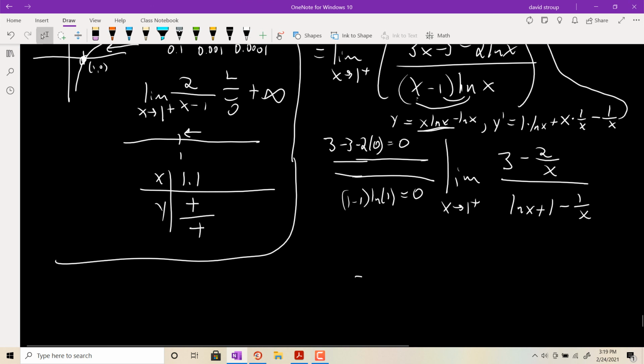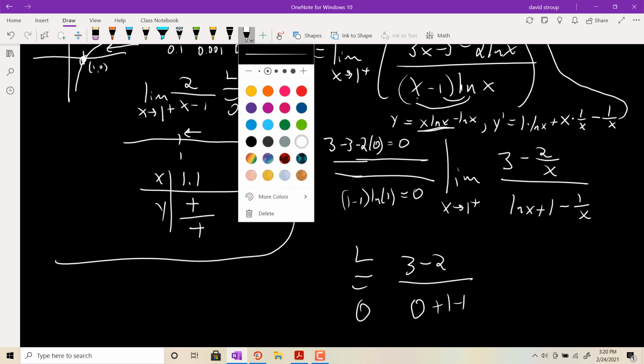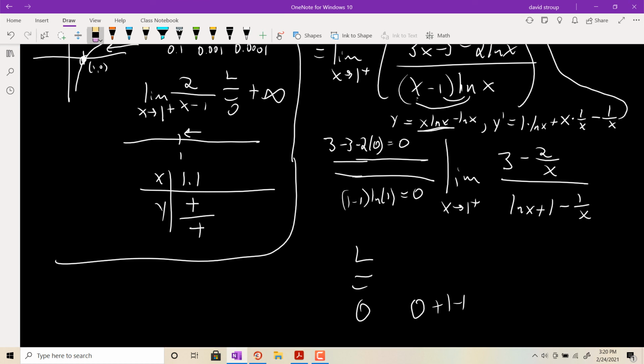So in the numerator, I'll have 3 minus 2, and the denominator will have 0 plus 1 minus 1, that's 0. It's L over 0 form. I just have to figure out if it's going to positive infinity or negative infinity. And it looks like it's going to positive infinity, because this number, the ln of x, will always be positive.